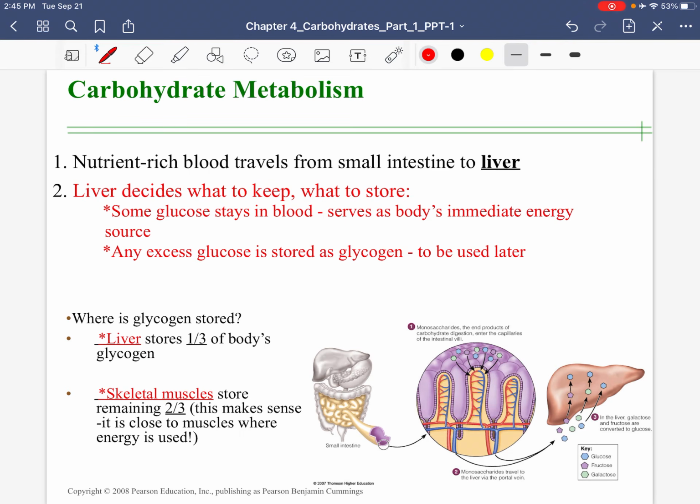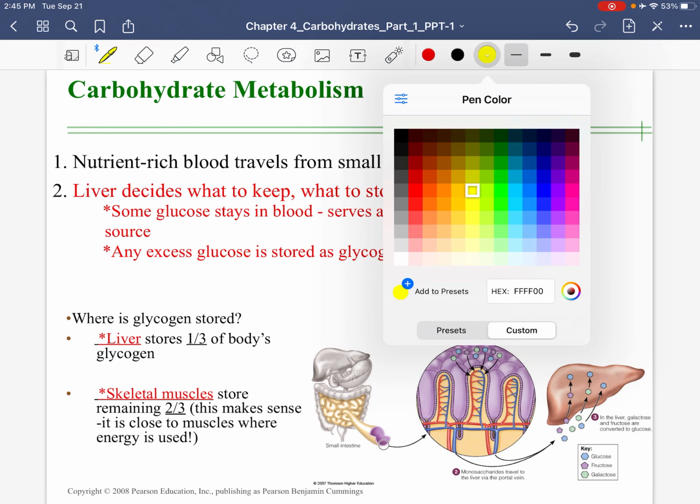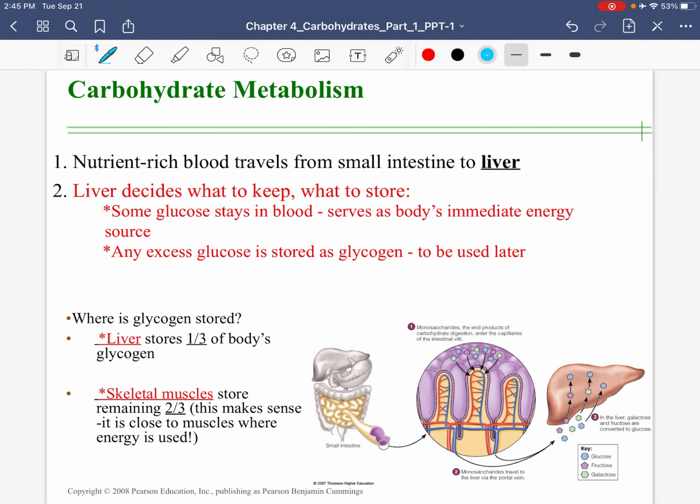Okay, let's talk specifically about carbohydrates. I've already begun this discussion, so here we are repeating, which isn't a bad thing. The more we can repeat something, the easier it's going to be to sink into our brain. So we already said, from the small intestine, nutrients are transferred into the blood. That nutrient-rich blood, where's the first place it goes? The liver. What does the liver do? It decides what sugar to keep in the bloodstream and what sugar to store as glycogen.